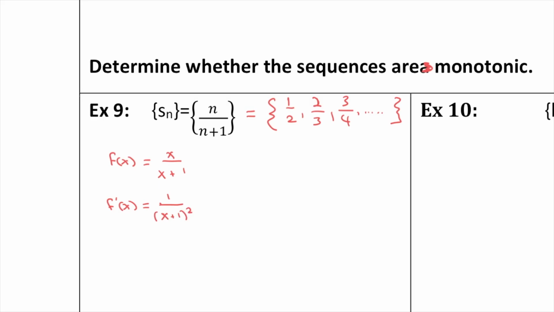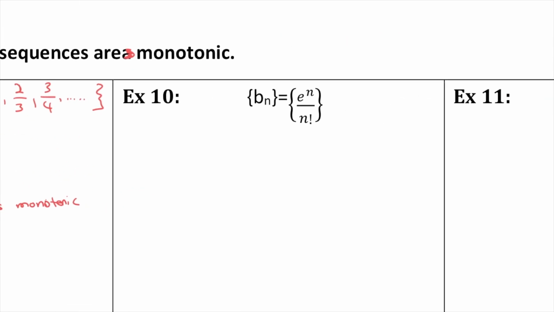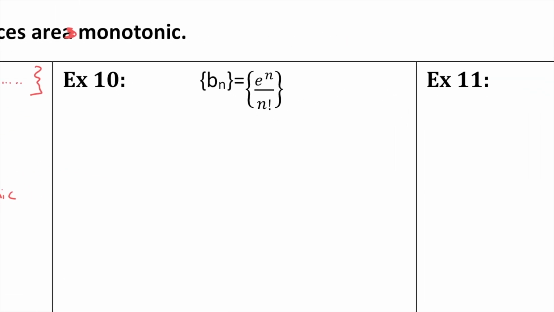So we have 1 over (x plus 1) quantity squared, which is always going to be greater than 0. And if it's greater than 0, we know that f of x is increasing. So that tells us that S sub n is monotonic, and it is monotonically increasing in this case.